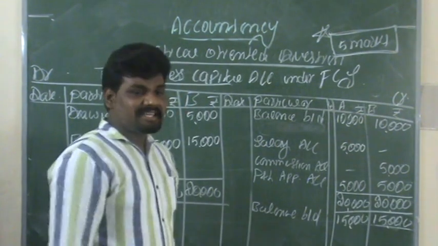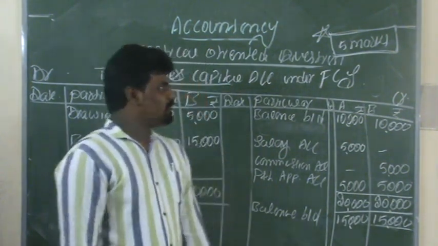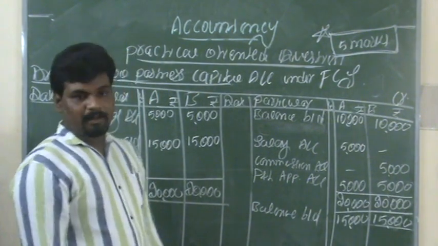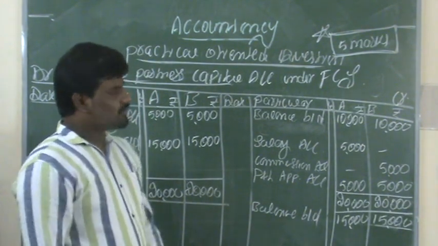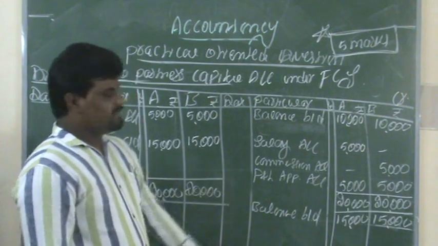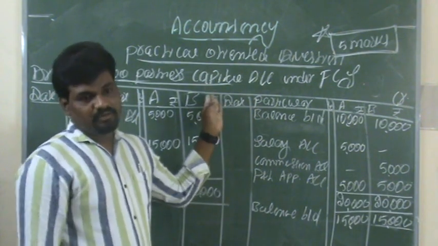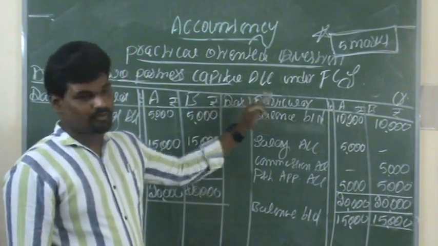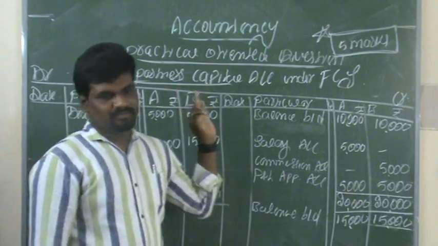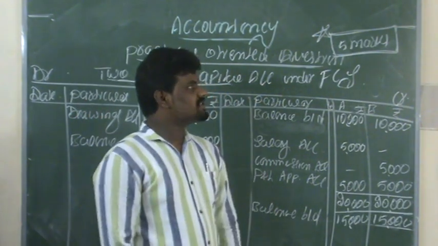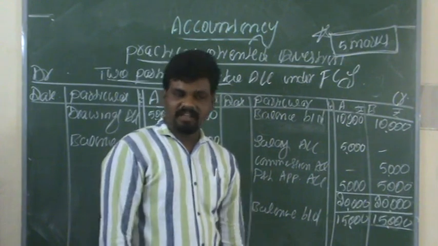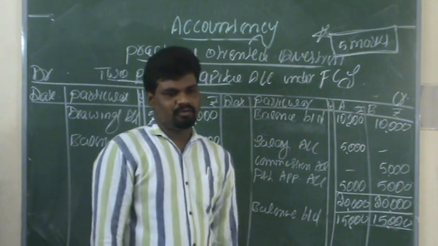So in this session we have discussed partners' capital under partnership accounts. What are the accounts that we need to record? We need to record partners' capital account as well as partners' current account in the capital system. There are two questions. This is very important as per the practical oriented questions.